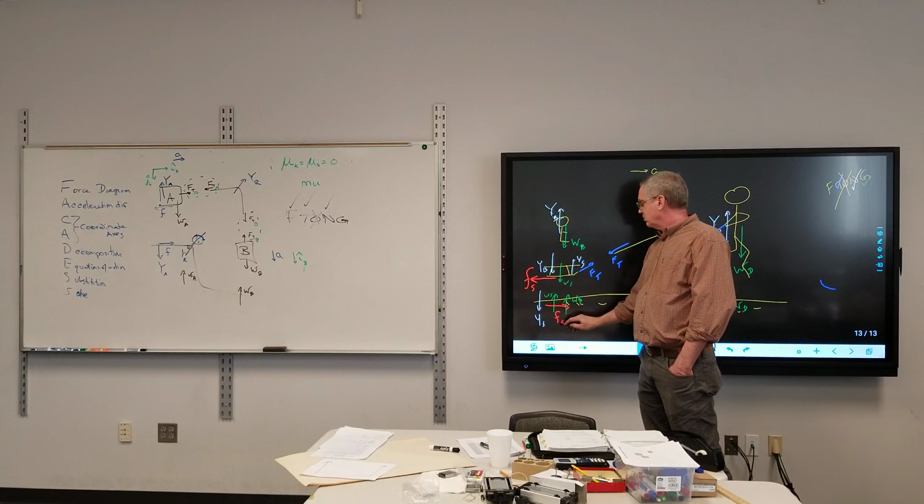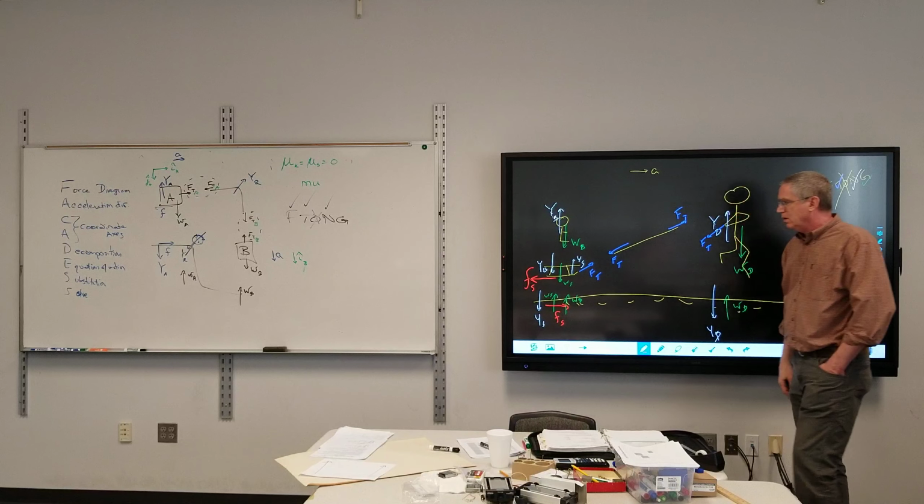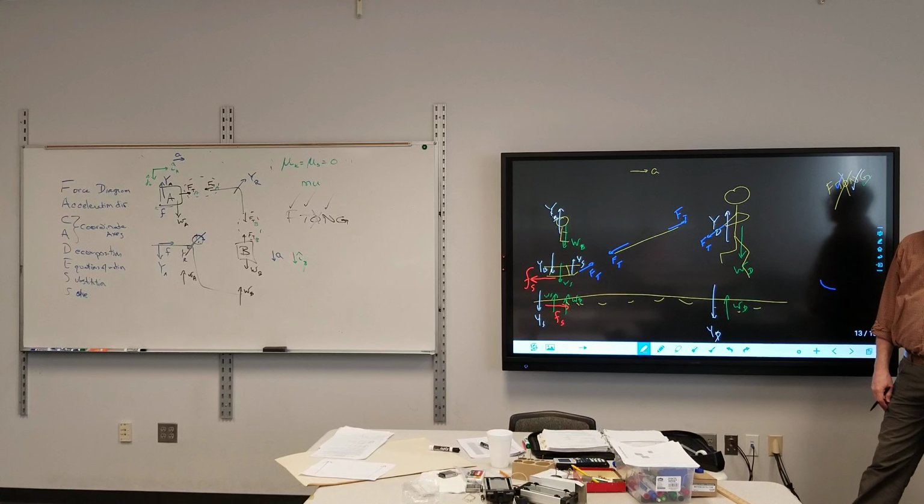Would it be the same for the dad as well? Because the dad is moving, there's contact and desired relative motion, so there'll be one for the dad as well, right? Going that way on the dad? Yeah, because the dad is going to the right side, so the friction has to go to the left side.